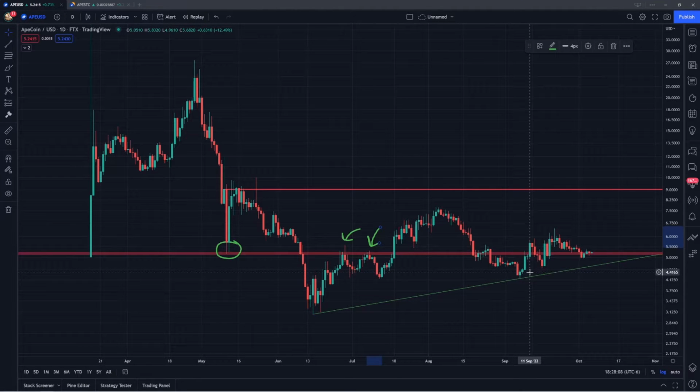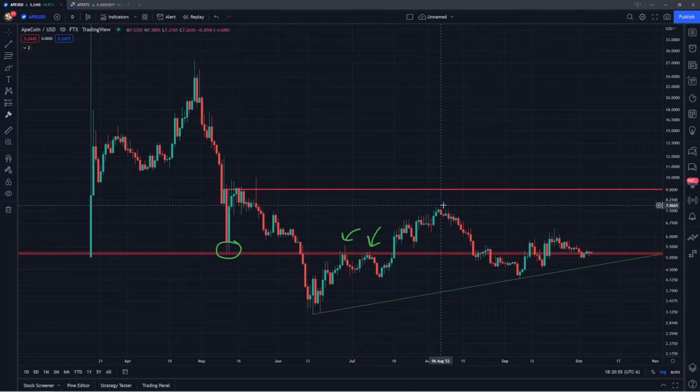So what I want to see from here is a continuation of the structure where if we bounce from here off the support, then I'm going to be looking to see if Apecoin can make a higher high. And for Apecoin, a move anywhere back above August's high would be a higher high. And that level is around $7.77. So if Apecoin can start to move up from here and take that high out, that's going to be a very bullish sign that we do have a new uptrend starting to form.